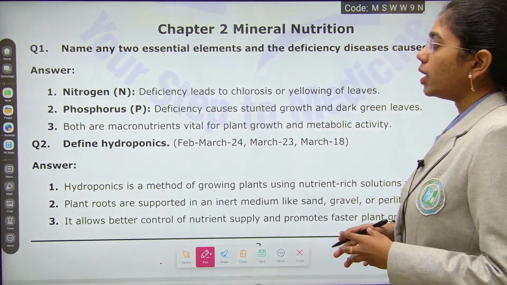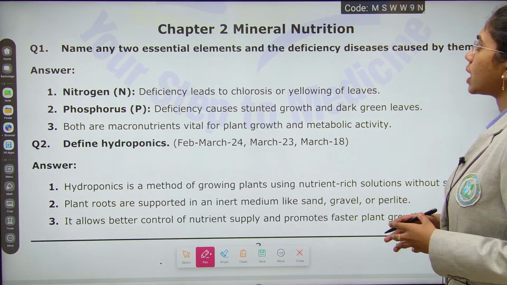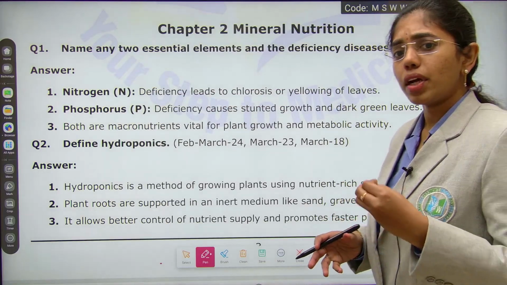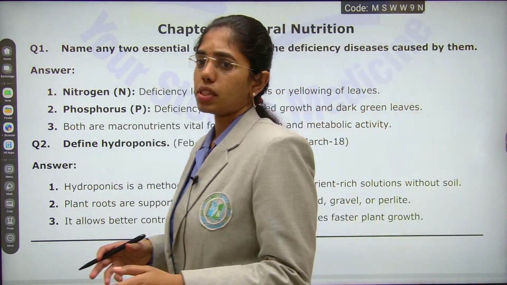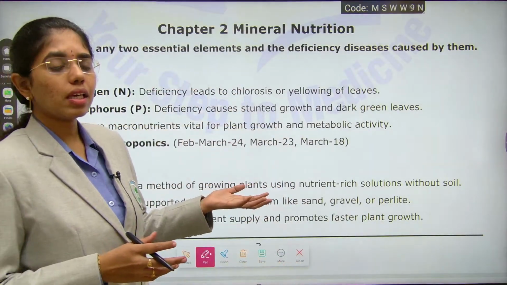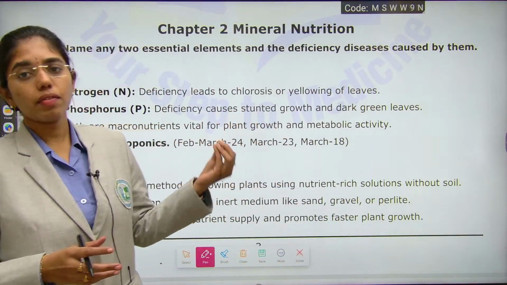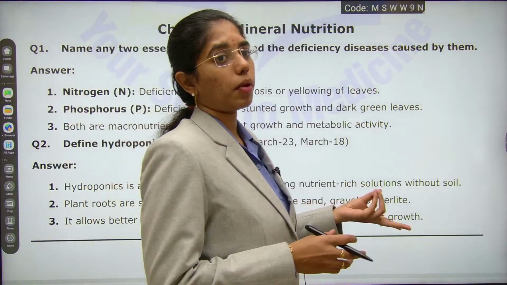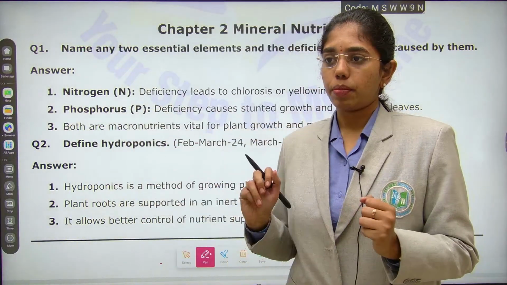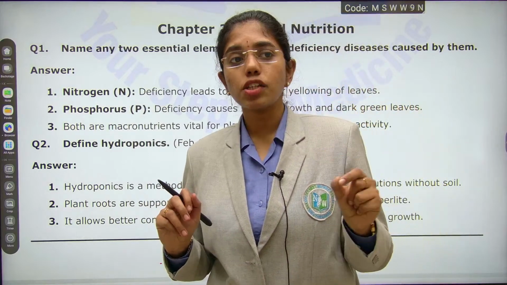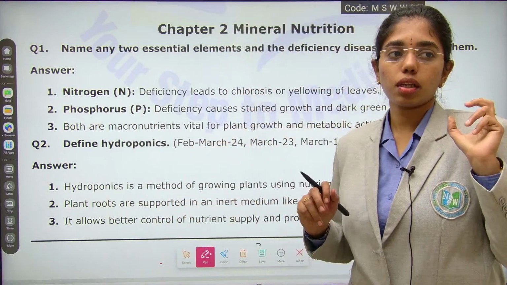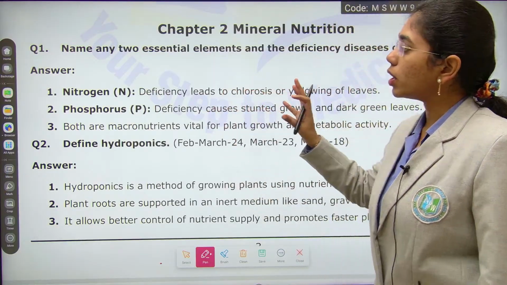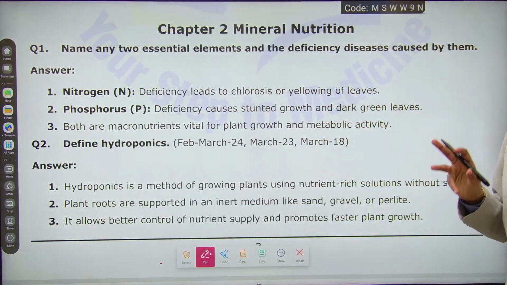Name any two essential elements and the deficiency diseases caused by them. Mineral nutrition is a very important topic for your BIPC exam because you can see multiple previous year questions, either match the following type or statement based questions from this chapter, only on the essential, non-essential and toxic elements for plants.